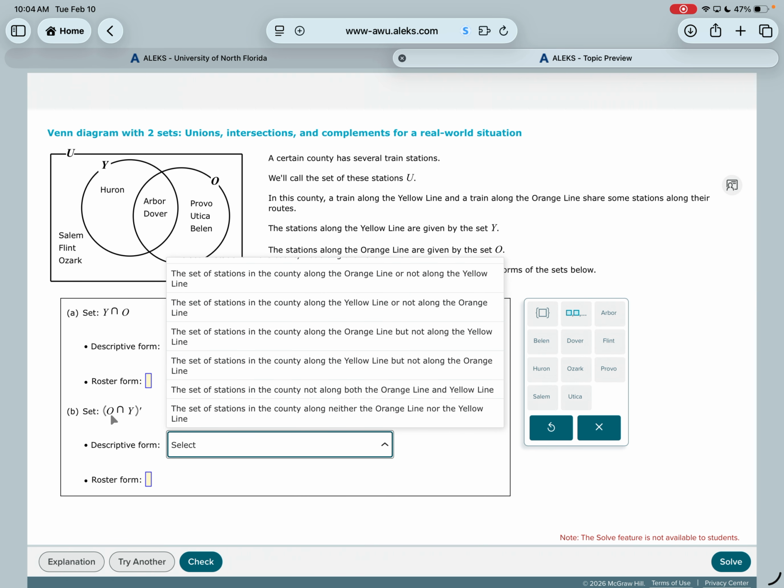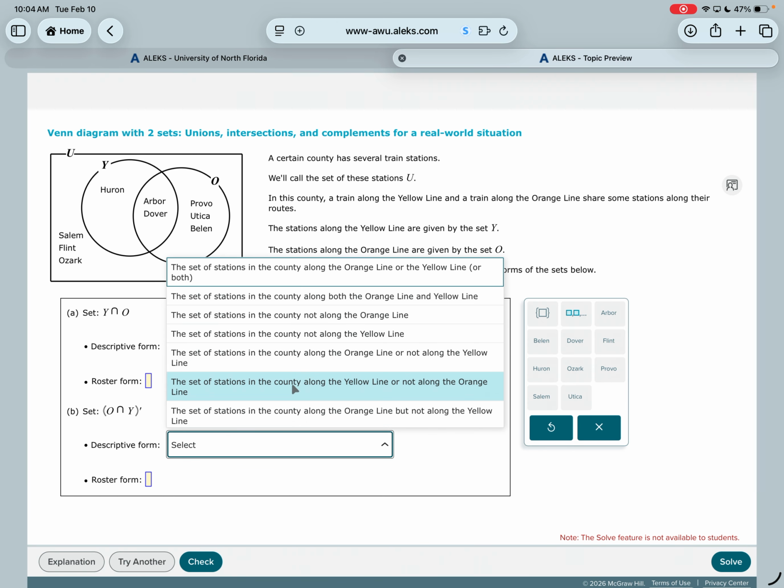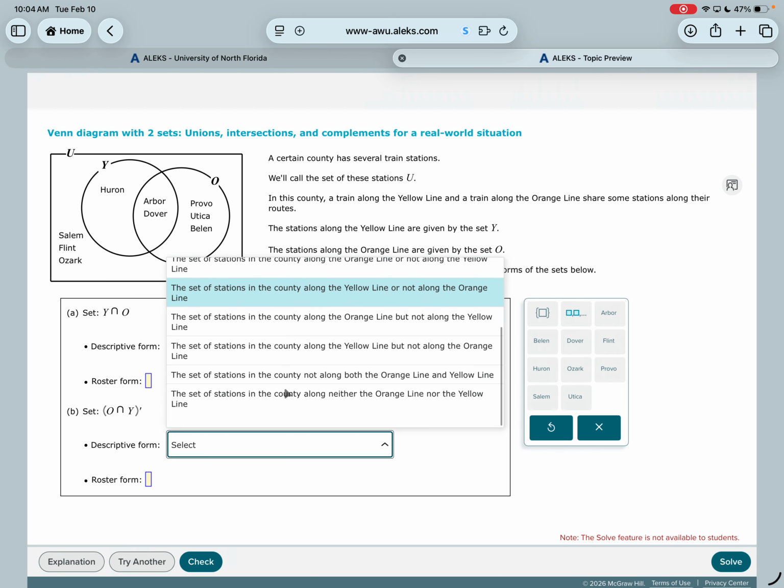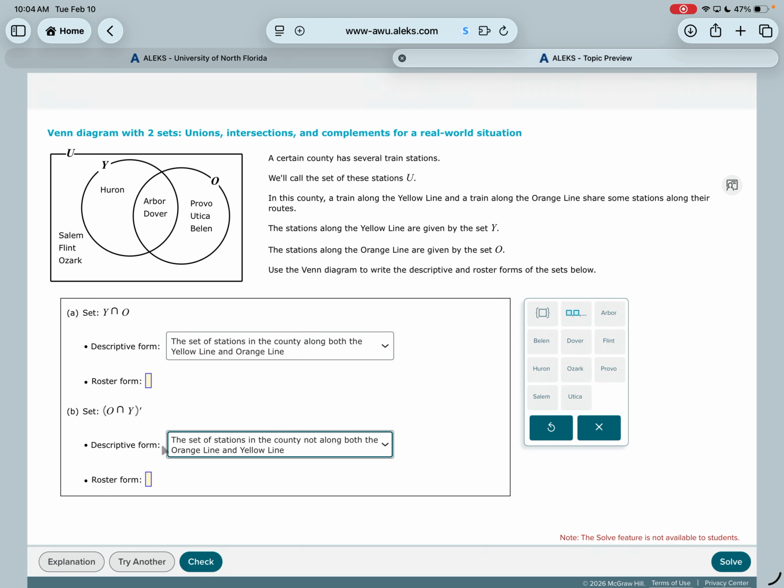This would be orange and yellow, not orange and yellow. What is not orange and yellow? I think it's this one. The set of stations in the county not along both of them. Okay? Not along both of them. Oh, I just lost it. Not along both of them.